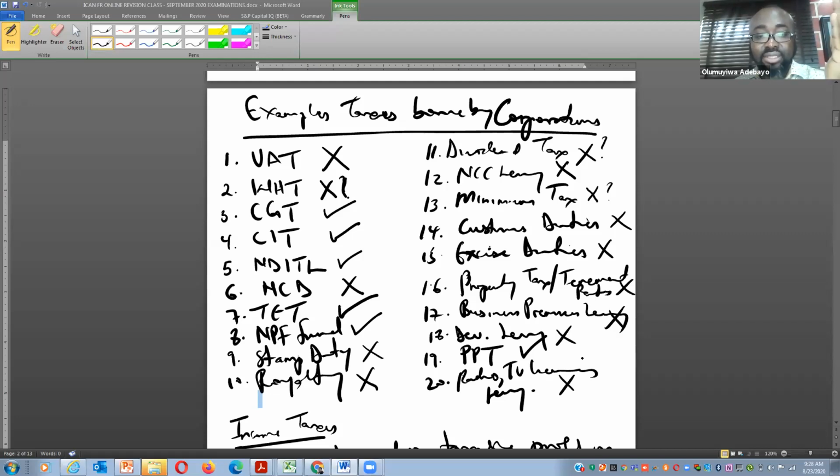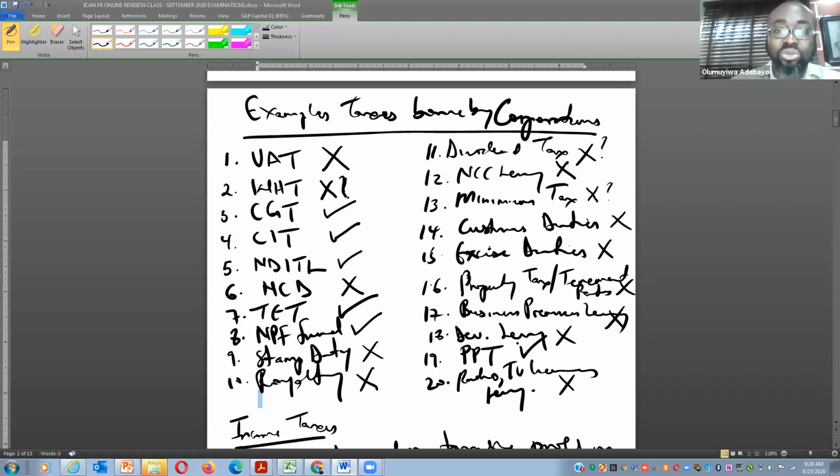what constitutes an income tax vividly here are capital gain tax, company income tax, Nigeria Information Technology Development Levy, tertiary education tax, the Police Force fund, which is a levy, and petroleum profit tax.